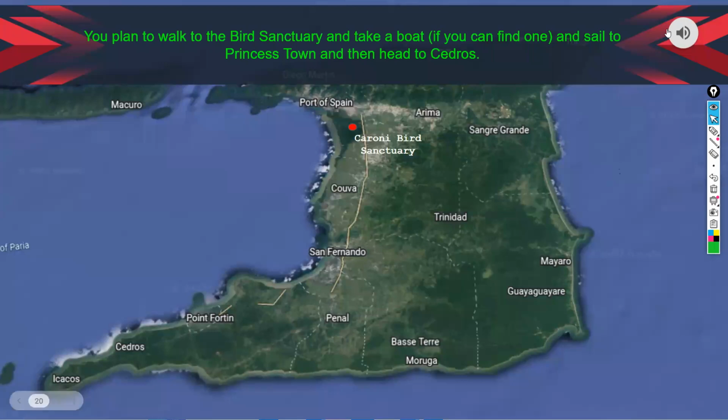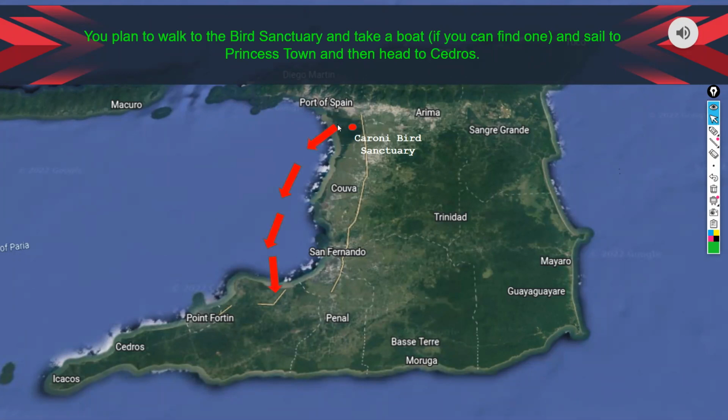You all know where the bird sanctuary is? It's not too far from Port of Spain. If you walk enough, you could probably reach there in about 2 hours. So the bird sanctuary is here, and the Caroni Bird Sanctuary is a river, so it will take you out to the Gulf of Paria. We just need to walk to here, take a boat, provided that there are extra boats at the bird sanctuary, and we can make it to the Gulf of Paria.